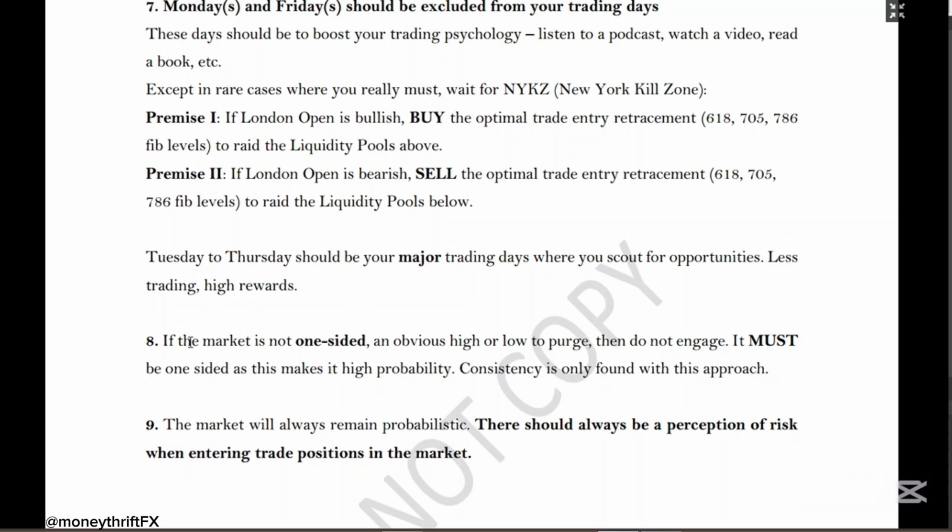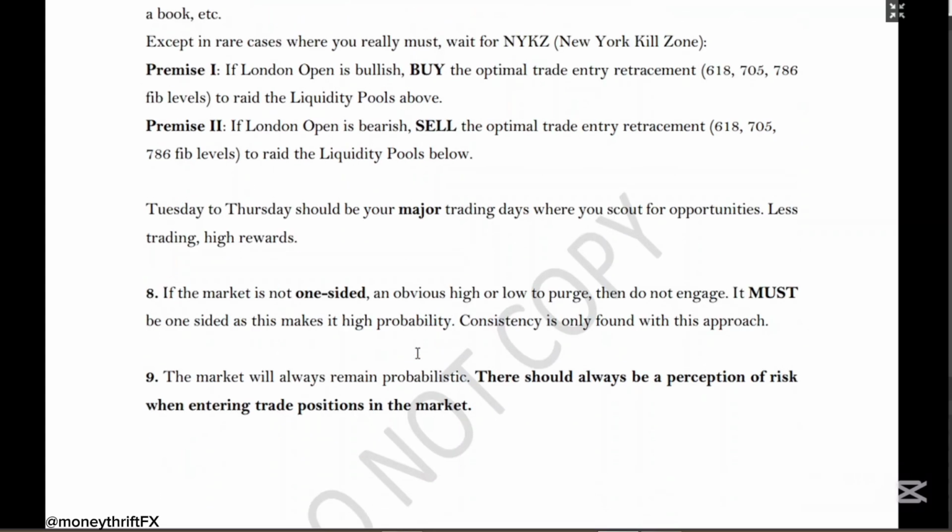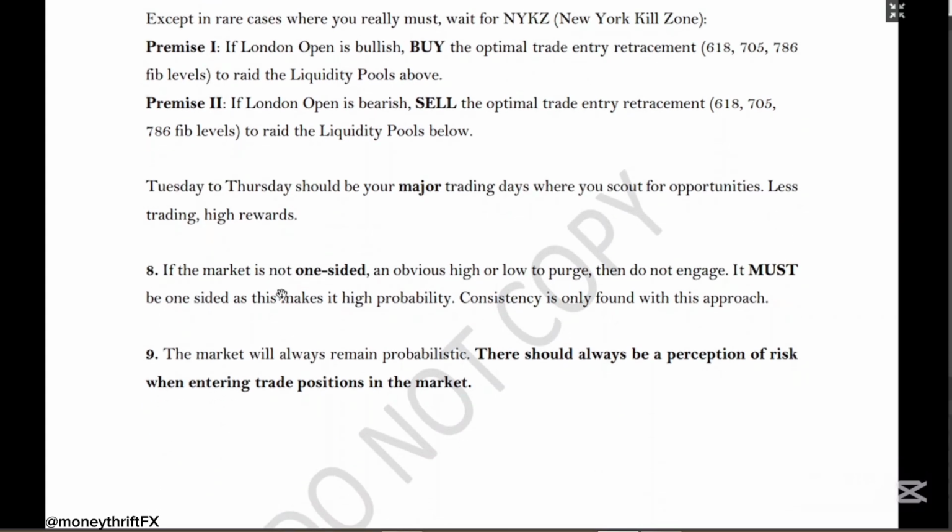If the market is not one-sided, with an obvious high or low to touch, do not engage. It must be one-sided to make it high probability. Consistency is only found in this approach. So we should only treat markets that are one-sided, i.e. we are heading for a particular resistance or a particular support. You want to break it, you want to smash it. If it's not something like that, then it's not a high probability trade.